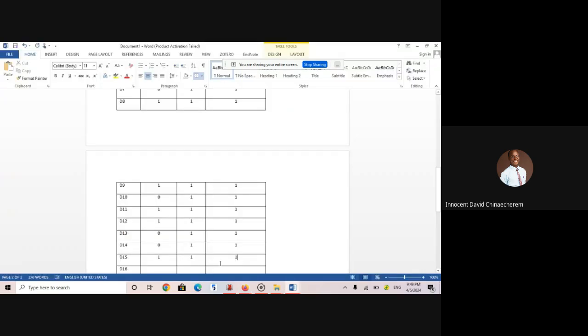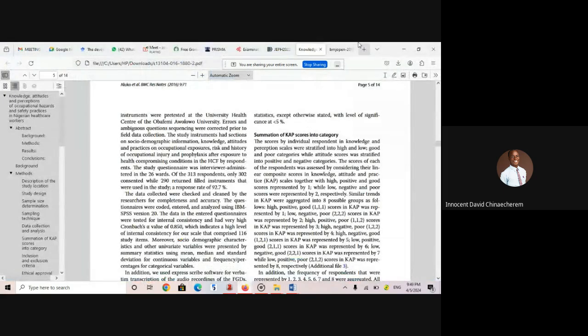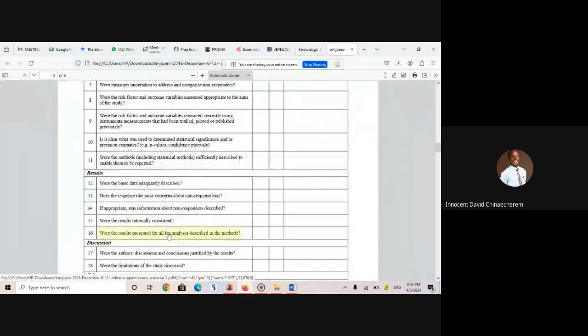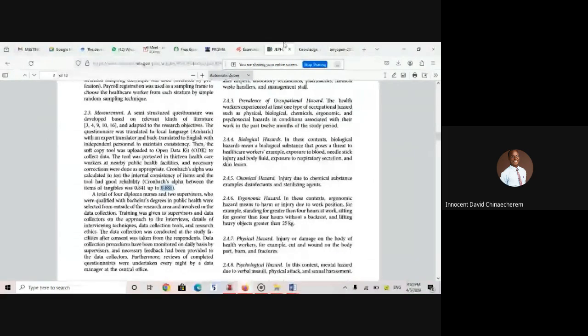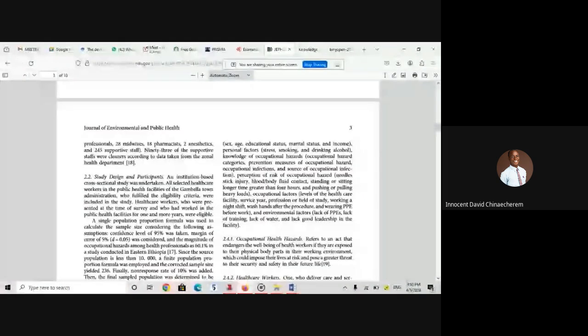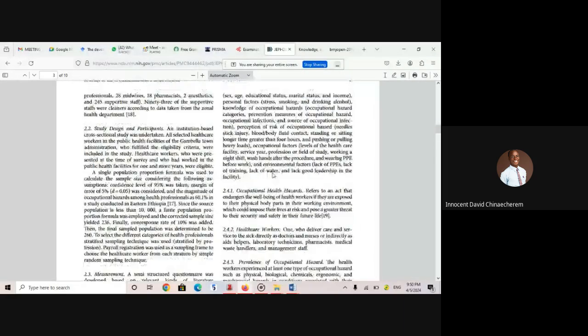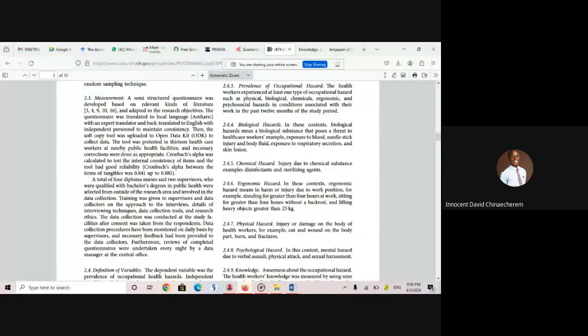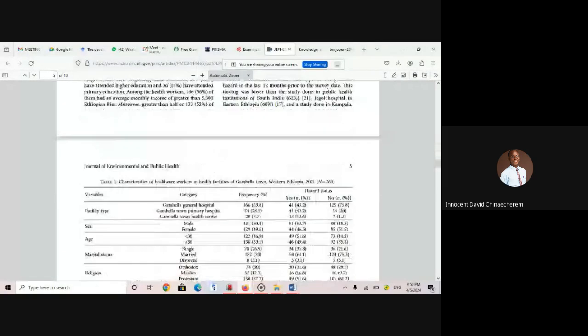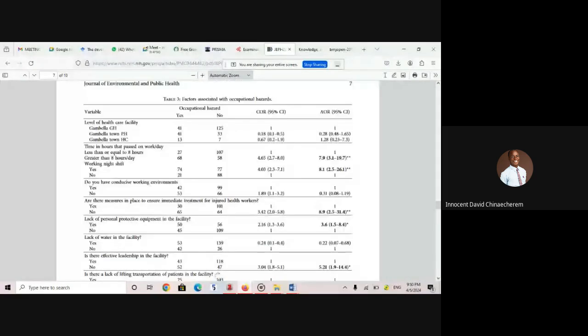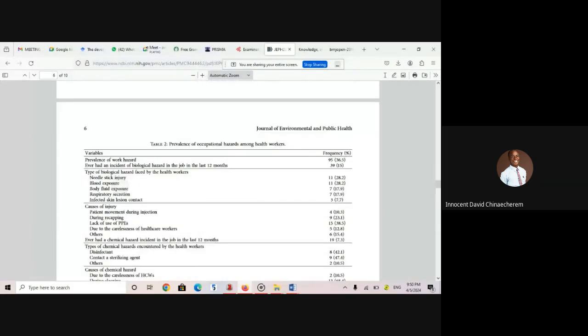So some of the things we need to know here are, you need to be good with research. It's very, very important. So were the results presented for all the analysis described in the methods? So obviously they were. What they mean is that when you come to the methodology and you're saying that you will do this, you analyze this, you analyze that, I hope you did it in the results also. So it looks like it was, because this paper is very wonderful. Basically all the results.